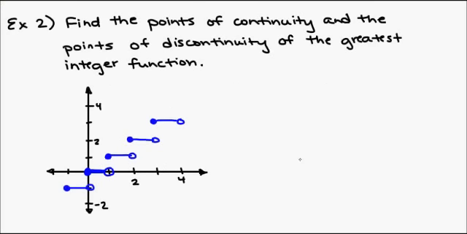Okay. Example 2. Find the points of continuity and the points of discontinuity of the greatest integer function. So this is a graph of the greatest integer function. This would be in your book. They write y equals int x. You'll see me write it this way also. And it is your step function here.